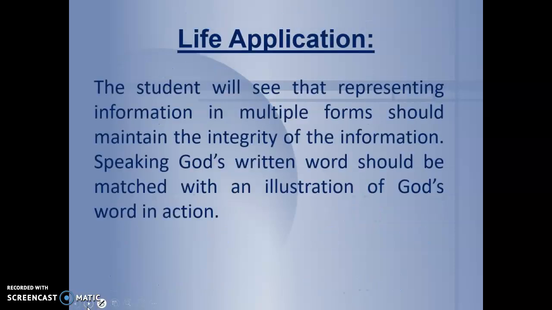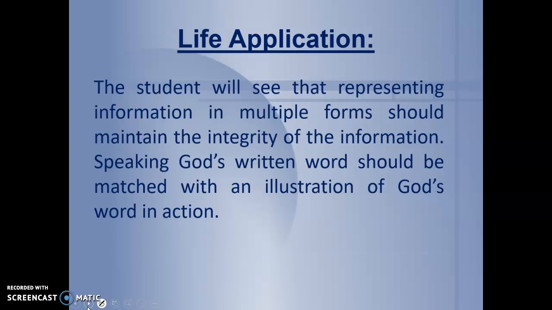Our life application for this unit is that the student will see that representing information in multiple forms should maintain the integrity of the information. Speaking God's written word should be matched with an illustration of God's word in action. Whatever we do and whatever we say, those two things need to match the action.